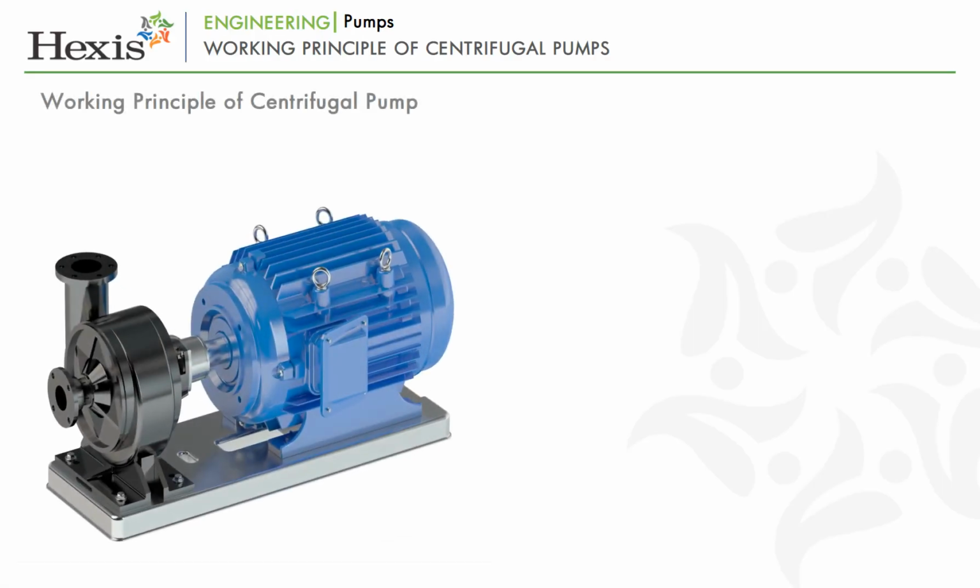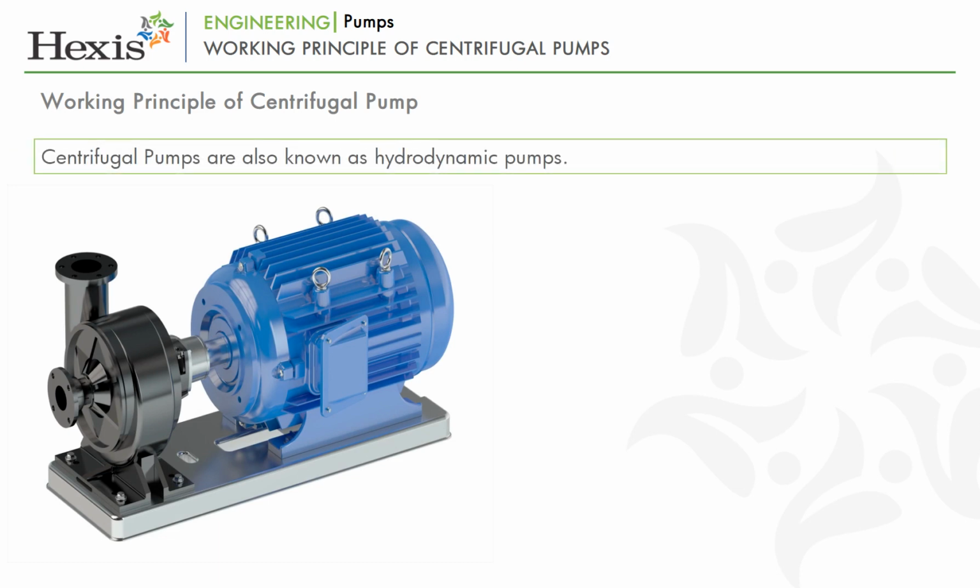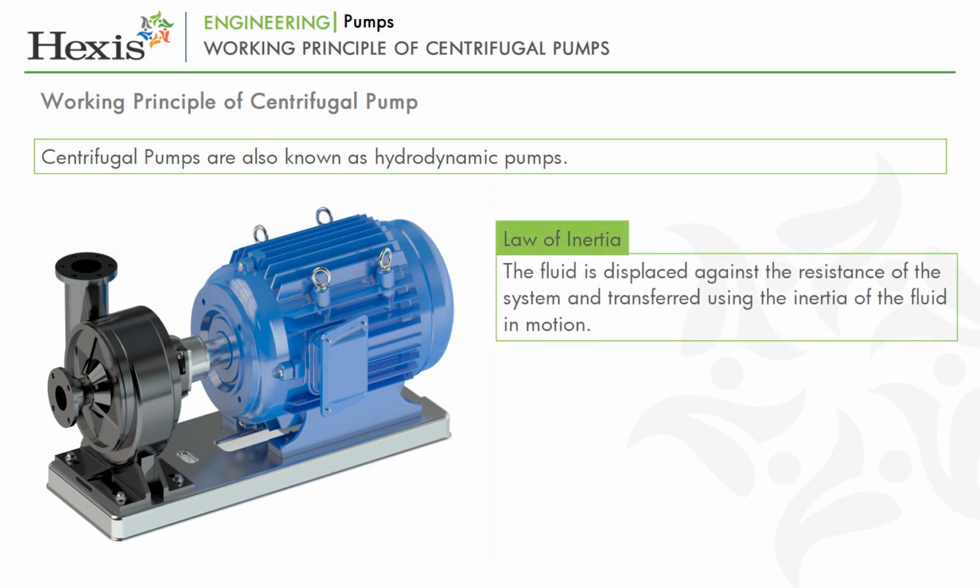Let us now understand the working principle of the centrifugal pump. Centrifugal pumps, that is dynamic pumps as mentioned earlier in this module, are also known as hydrodynamic pumps due to their working principle. They work on the principle of the law of inertia, where the fluid is displaced against the resistance of the system and transferred using the inertia of the fluid in motion. That is Newton's first law of motion. Here, the pressure produced is proportional to the rotor speed.